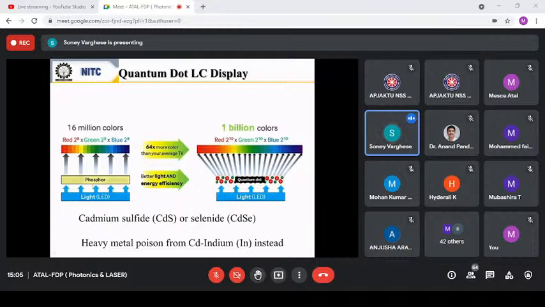So in this case, we can see that this is the blue LED. We have a phosphor material, and this is the pixel, from the red, green, blue. Whereas in this case, you can see that the phosphor is replaced with quantum dots, and the color obtained is almost 64 times better than a normal LCD screen, right? So you can see 1 billion colors. This is 16 million colors. So that many colors are possible when we start using the quantum dots, right?